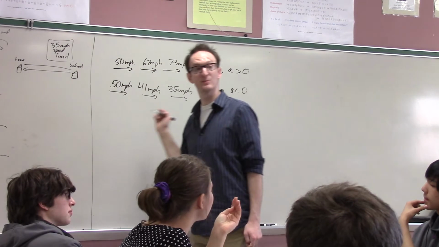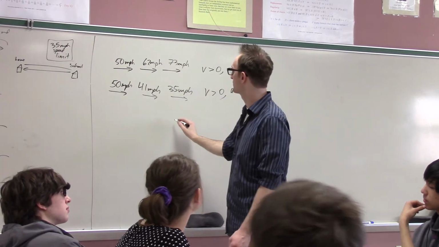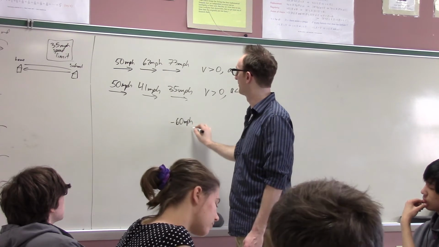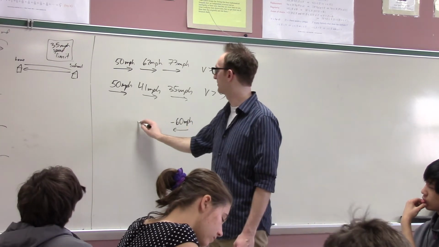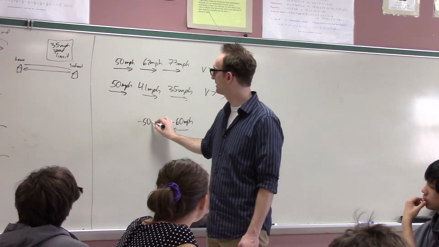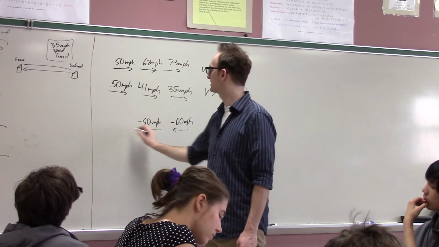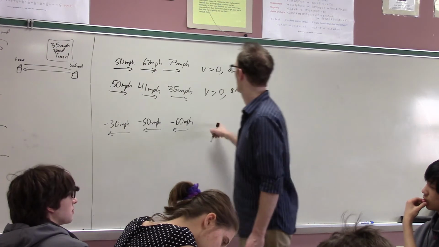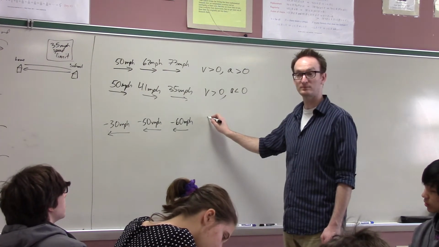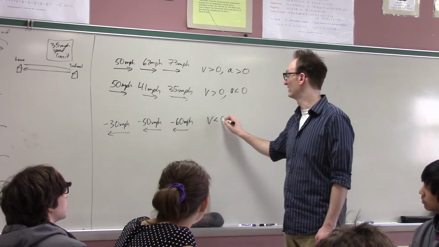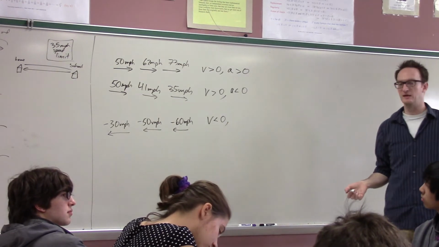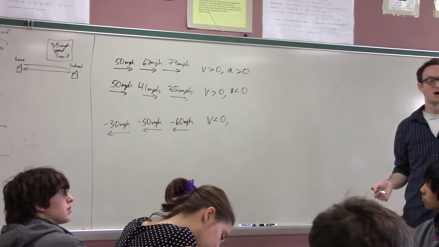Okay, so now suppose my velocity is negative. So suppose I'm going negative 60 miles per hour. Then a couple seconds later, I'm going negative 50 miles per hour. And a couple seconds later, I'm going negative 30 miles per hour. What is my velocity? Negative. This is definitely negative, because I kind of told you so. What is my acceleration? Positive.